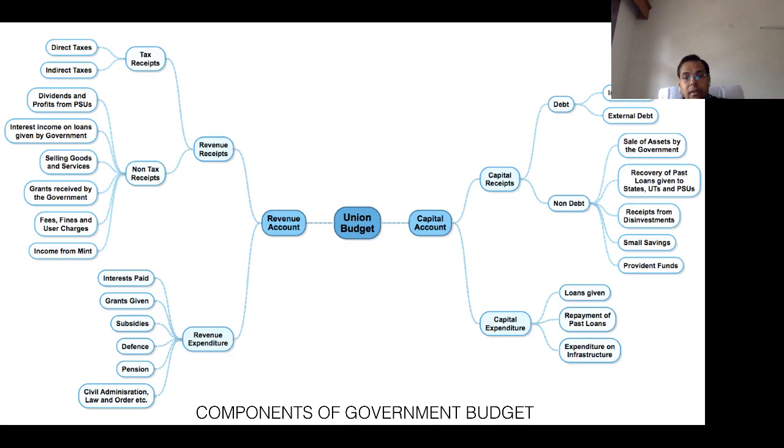So here we learn how to calculate deficits as well as surplus. In the revenue account, when revenue receipts are higher than revenue expenditures, we call it a revenue surplus. Vice versa, if revenue expenditures are higher than revenue receipts, it is considered a deficit situation. So surplus and deficit are the two situations.